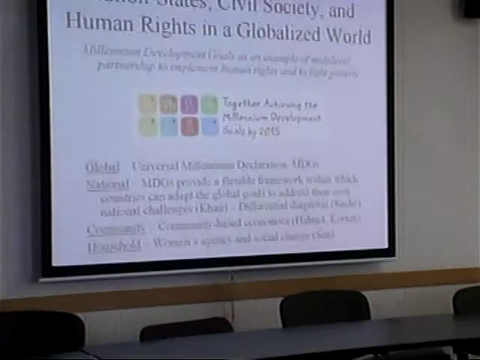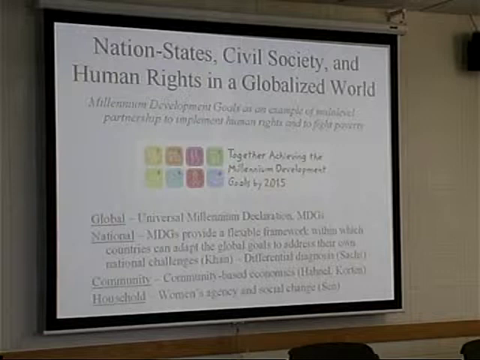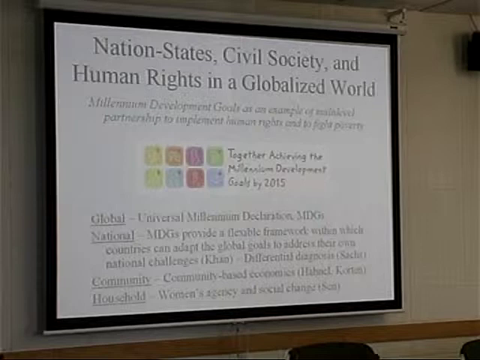Okay. So one example of the big argument, which was that human rights can be implemented at all levels, from the global to the very local level, is the Millennium Development Goals. I'm not going to go into details as to what they are, but they were created at the global level through the Millennium Declaration. We came up with 8 goals. What happens next?